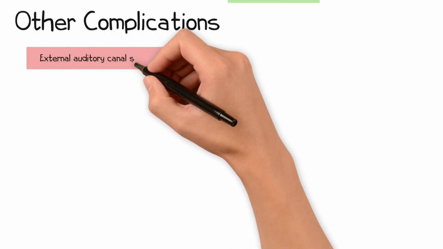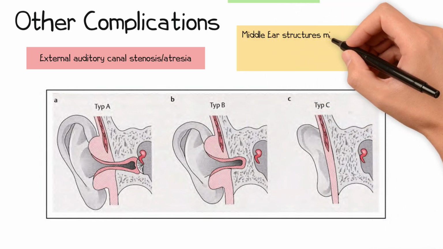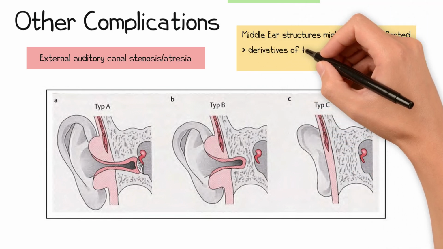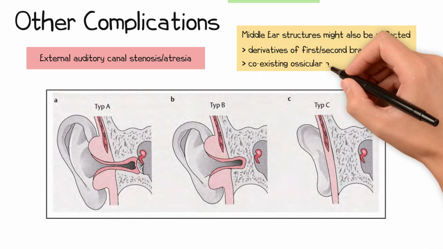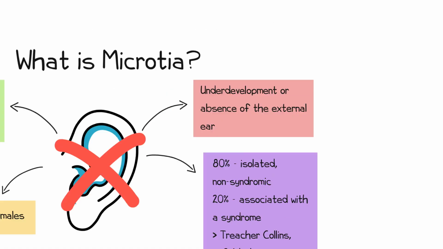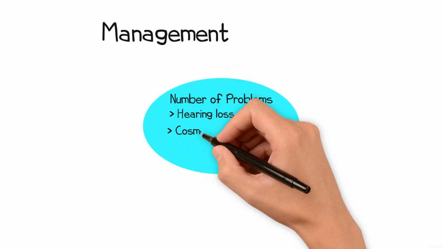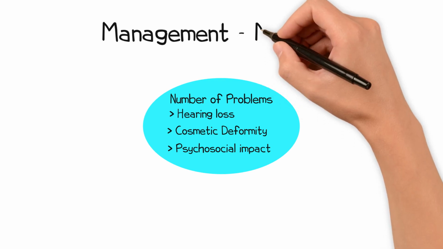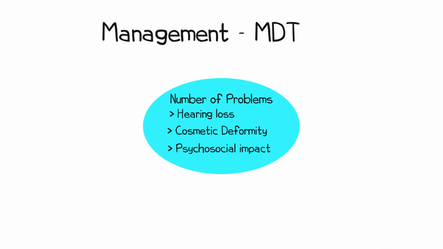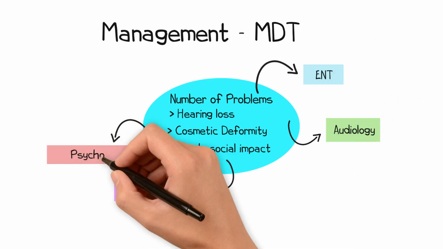Microtia may also be associated with external auditory canal stenosis or atresia, and the middle ear structures may also be affected, as these are also derivatives of the first and second branchial arches, meaning that coexisting ossicular abnormalities are common. Microtia presents a number of challenges, including hearing loss, cosmetic deformity, and psychosocial impact on the patient, and therefore the management should occur in a multidisciplinary team setting, including ENT, audiology, plastic surgery, psychology, and speech and language therapy.